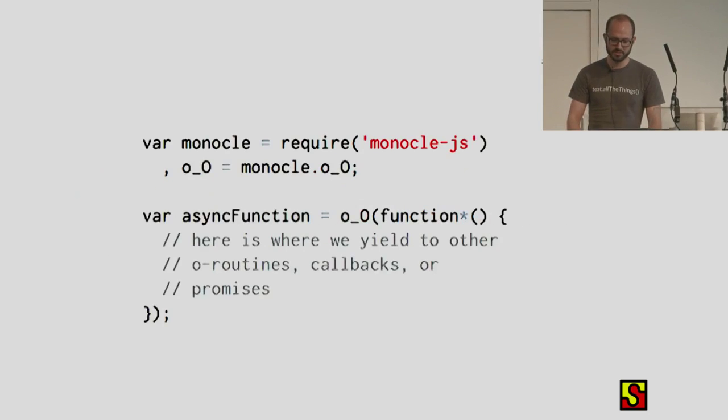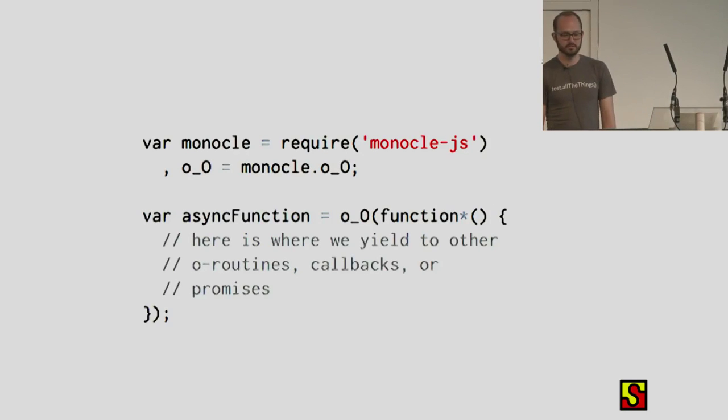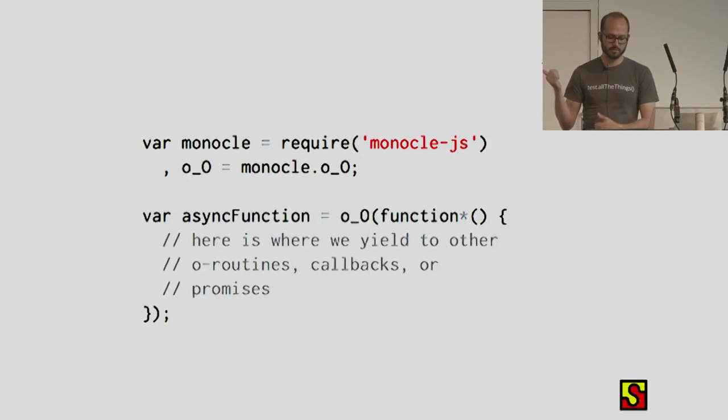So a little more about O routines. This is how you define an O routine. First of all, you get the little helper wrapper function, which is a monocle. If you look at it, it's kind of like a monocle, if you get it.